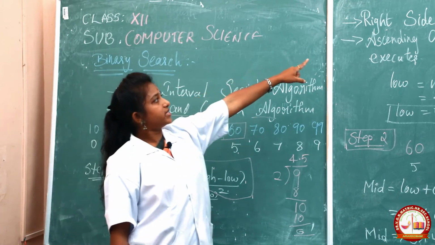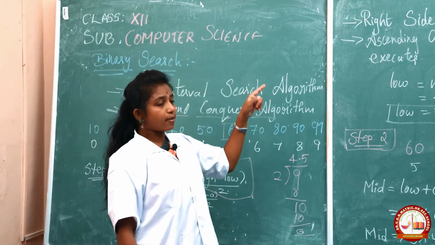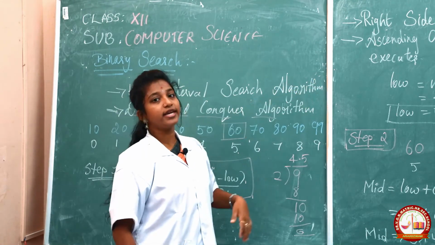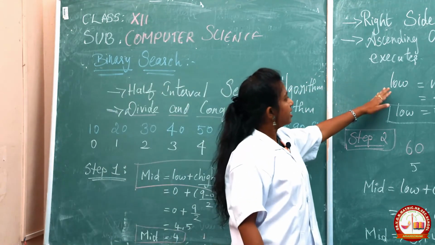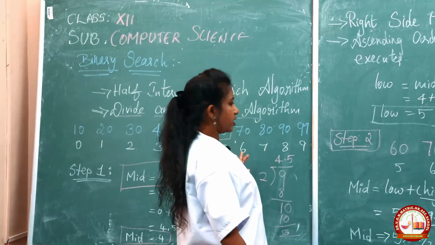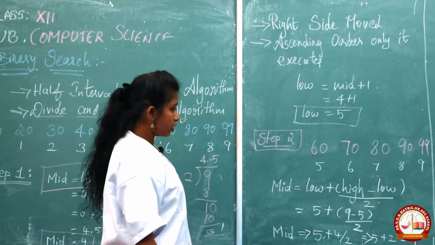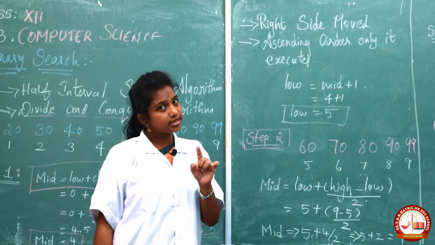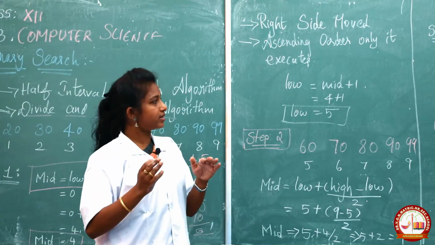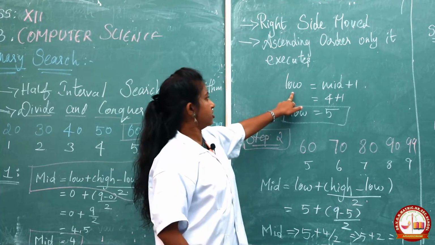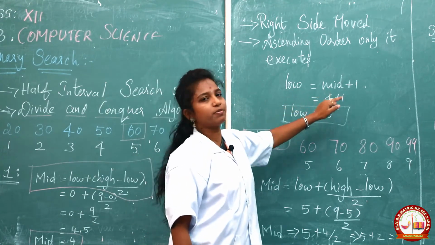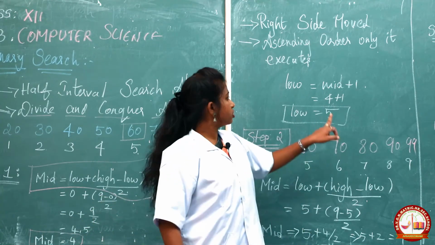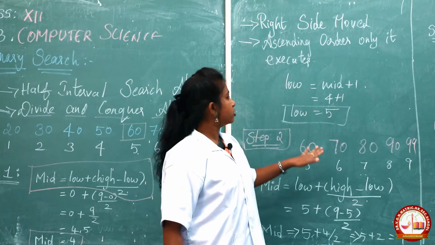How? I move to the right side, because I am going to move in ascending order only. If we want to move there, the fourth value here is 50. Our searching element is 60, which is greater. So I am going to search here: low equals mid plus 1. What is our mid value? At last we found 4. So 4 plus 1 is 5. So this is a step.